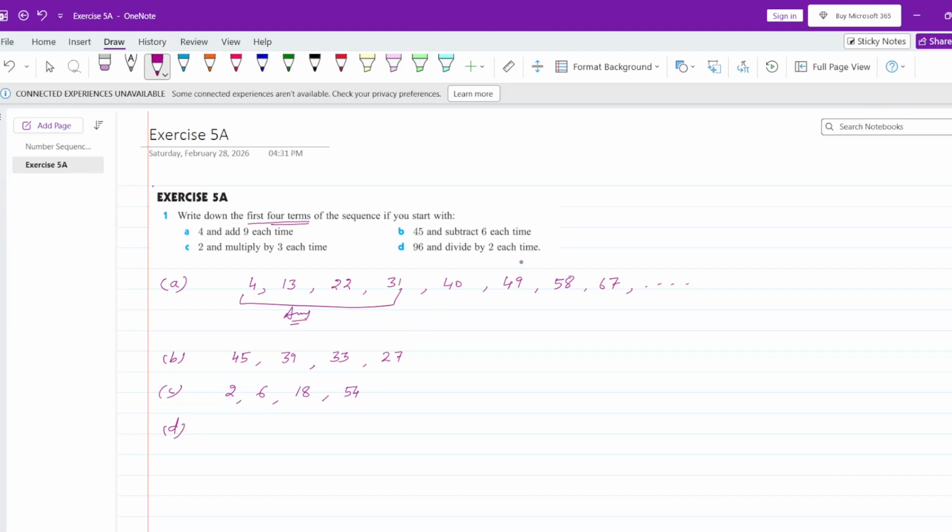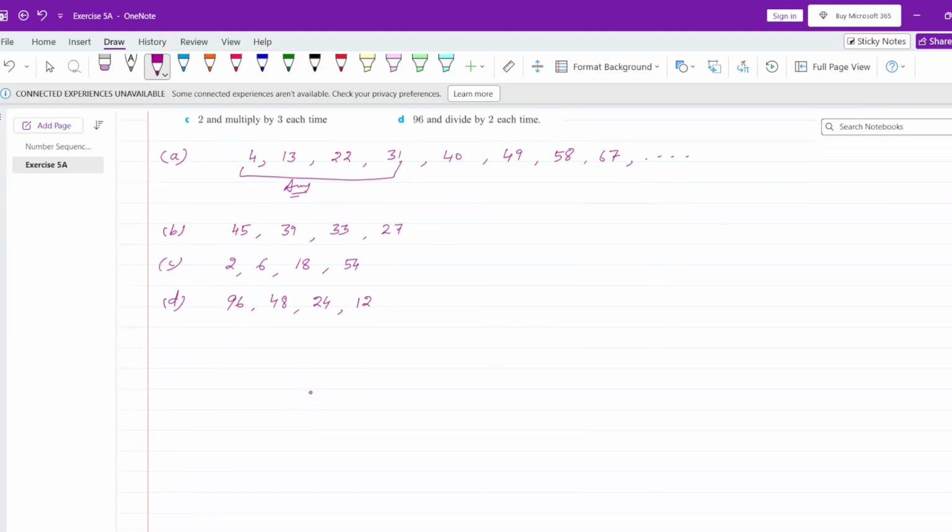96 and divide by 2 each time. So 96, if we divide by 2, we get 48. If we divide by 2, we get 24. If we divide by 2, we get 12. And that's the answer. Let's go to the next question.